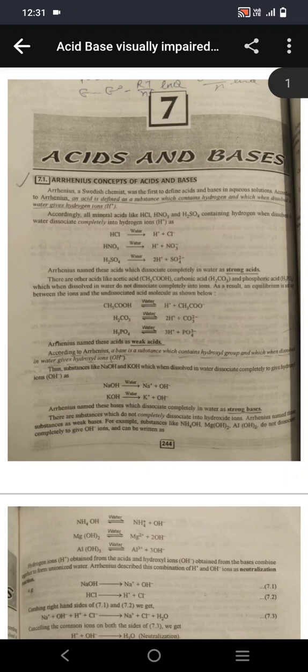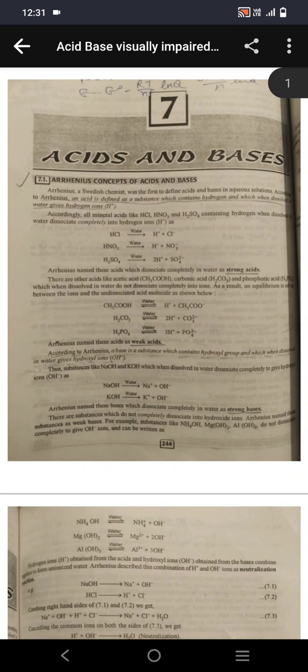Today we will do the acid and base chapter. Our first topic is the Arrhenius concept of acids and bases. Arrhenius, a Swedish chemist, was the first to define acids and bases in aqueous solution.